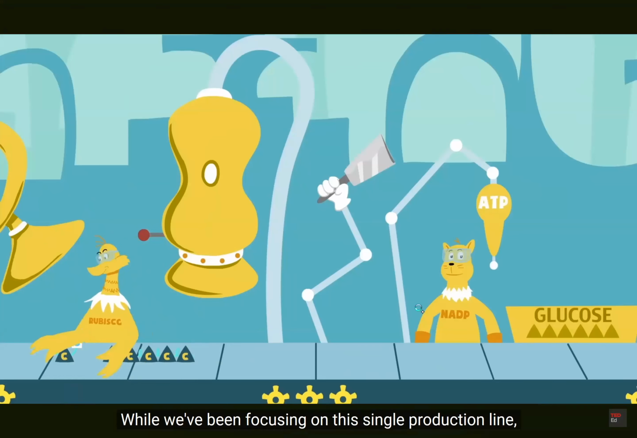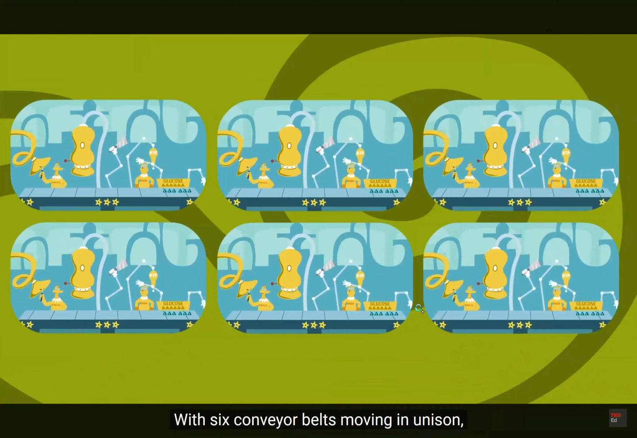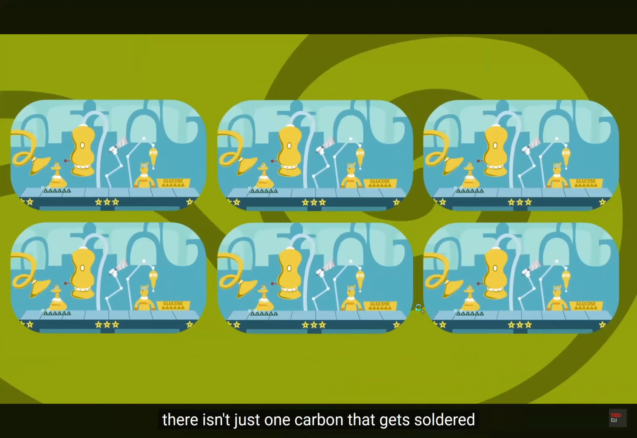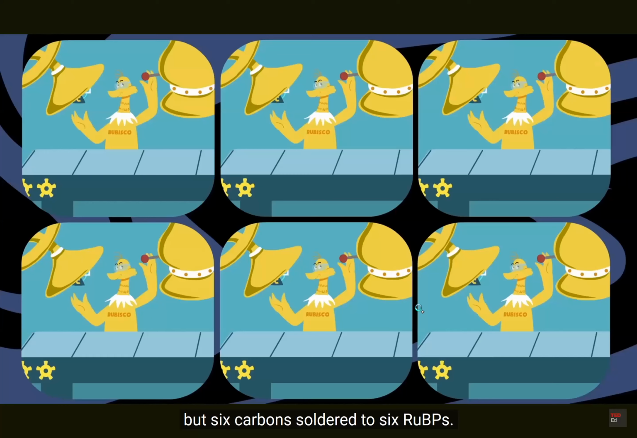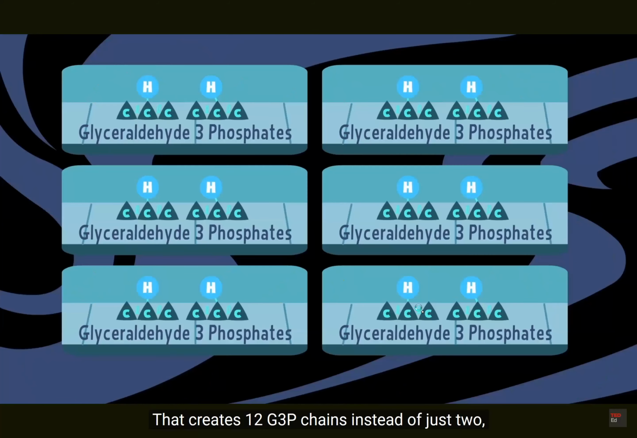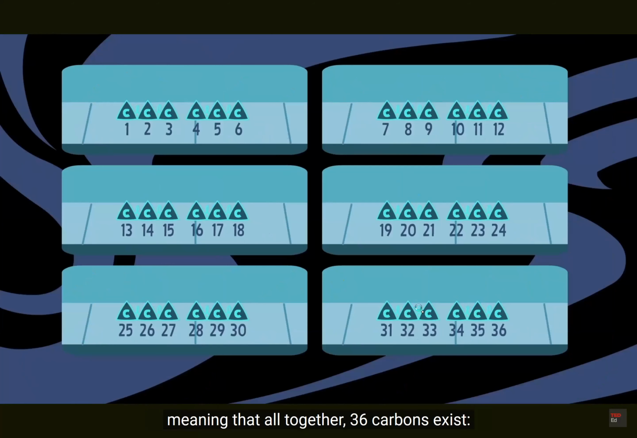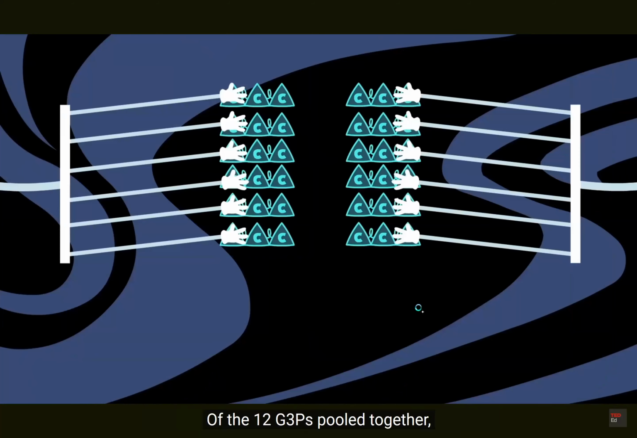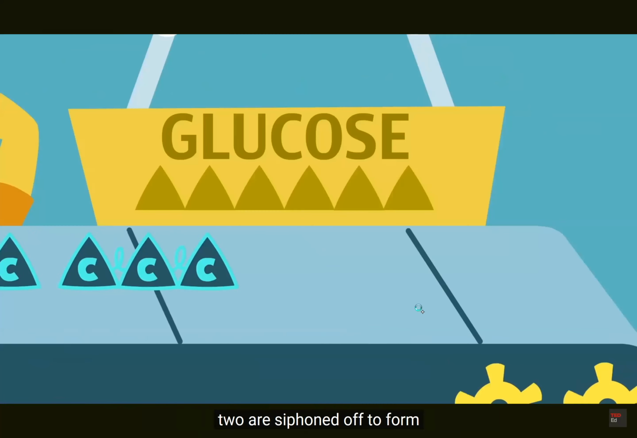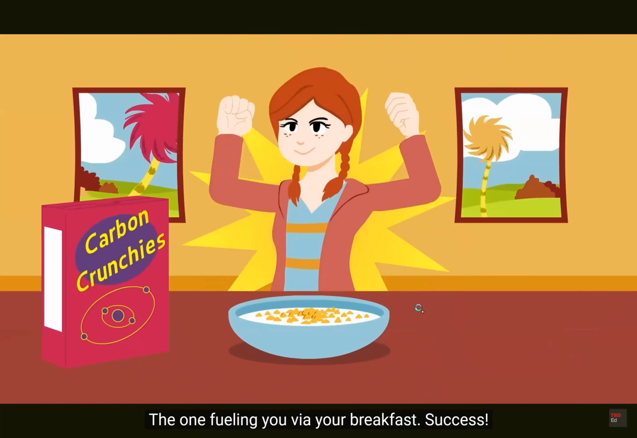While we've been focusing on this single production line, 5 others have been happening at the same time. With 6 conveyor belts moving in unison, there isn't just 1 carbon that gets soldered to 1 RUBP chain, but 6 carbons soldered to 6 RUBPs. That creates 12 G3P chains instead of just 2, meaning that altogether 36 carbons exist, the precise number needed to manufacture sugar and rebuild those RUBPs. Of the 12 G3Ps pooled together, 2 are siphoned off to form that energy-rich 6-carbon glucose chain, the one fueling you via your breakfast. Success!